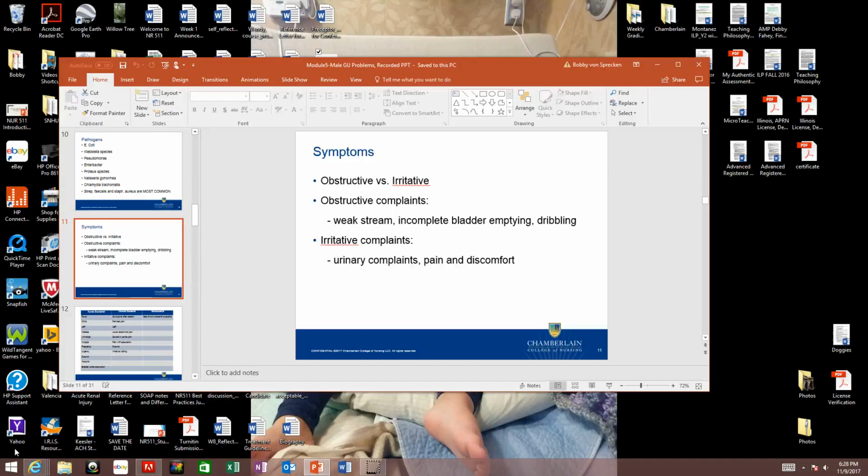Symptoms of prostatitis can be categorized into obstructive and irritative. Obstructive symptoms include a weak stream, incomplete bladder emptying, dribbling. Irritative symptoms include urinary complaints of frequency, urgency, nocturia, dysuria, and pain and discomfort, such as low back pain, penile scrotal pain, fever, chills, malaise, or painful ejaculation.